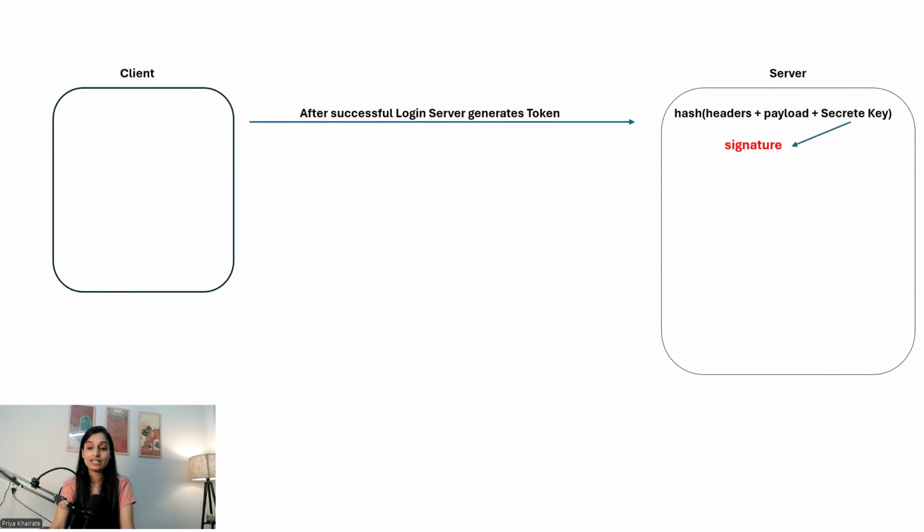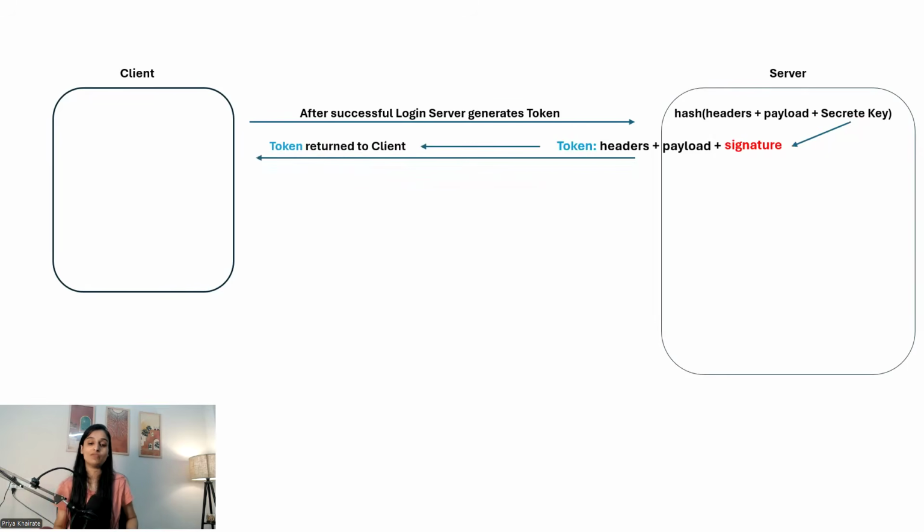By using this secret key, the server will generate one signature. So this header plus payload plus signature, all three will be combined and one token will be sent to the user. That's why in the token, three parts were there separated by dot. First part header, second part payload, third part signature generated by the server by using that secret key. Correct?